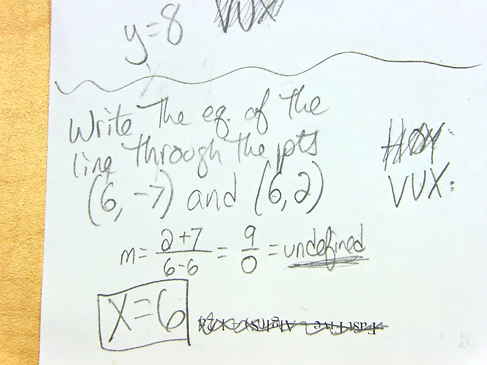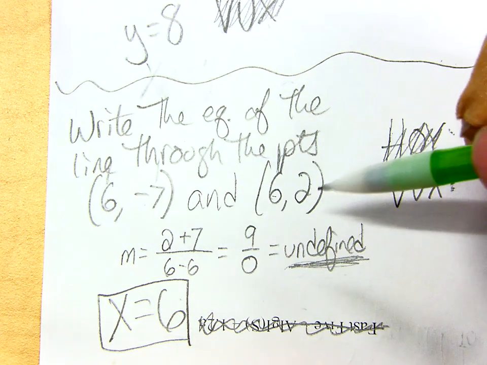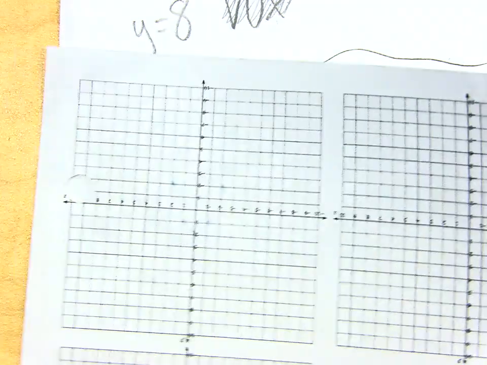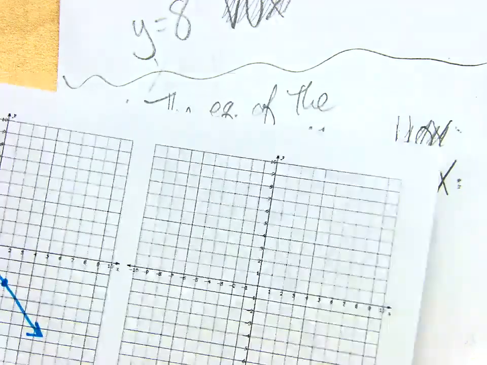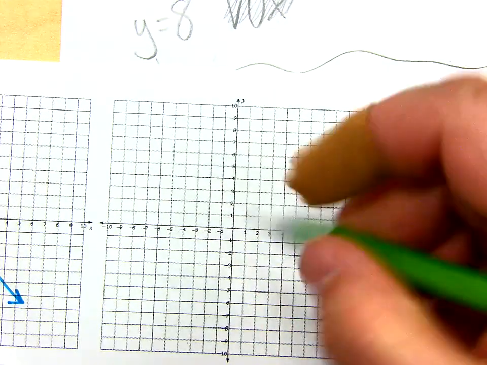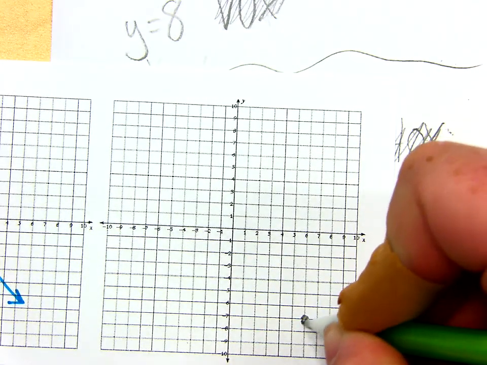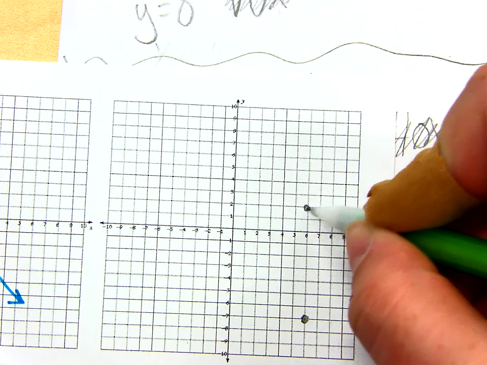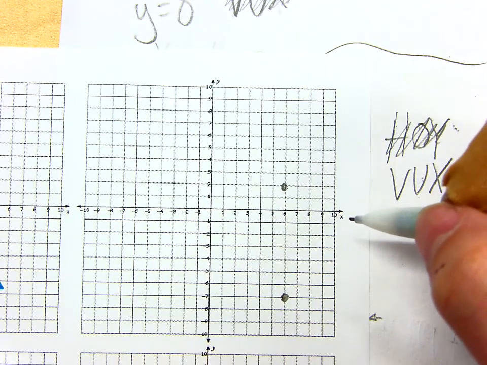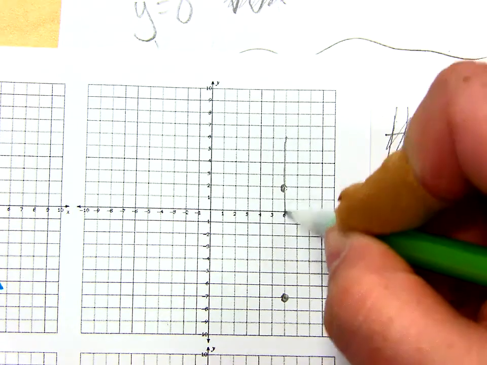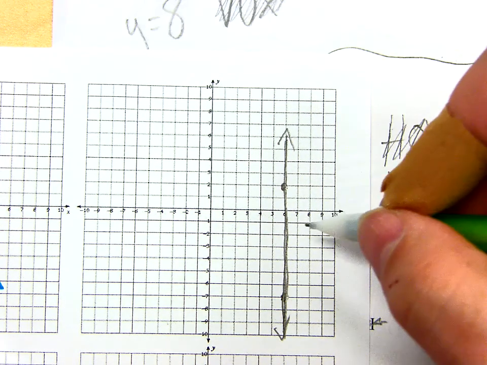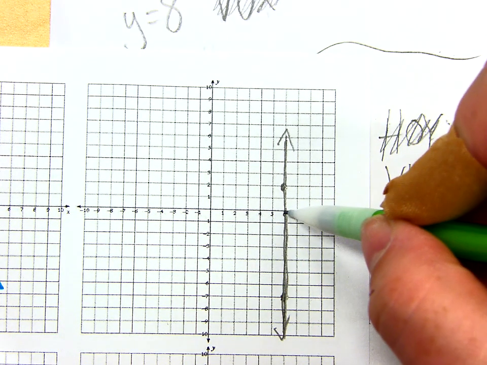Right? Because think about this for a second. If it's going to go through these 2 points, let me just show you those 2 points. 6, negative 7 is here. And then what was the other one I did? 6, 2? 6, 2 is here. Well, gee whiz, if I connect these 2 dots, what do I get? I get a vertical line. Where is it? It's at X equals 6.